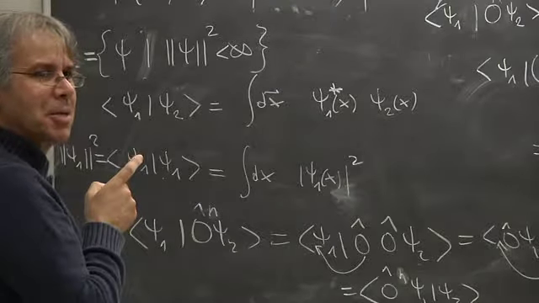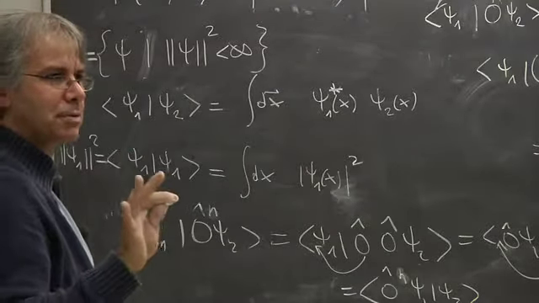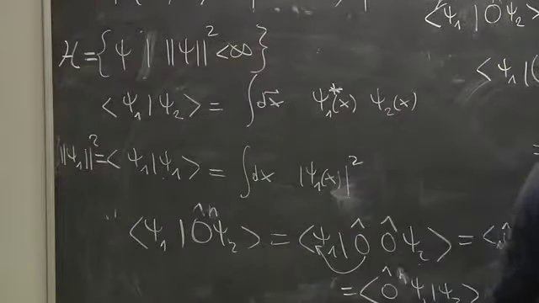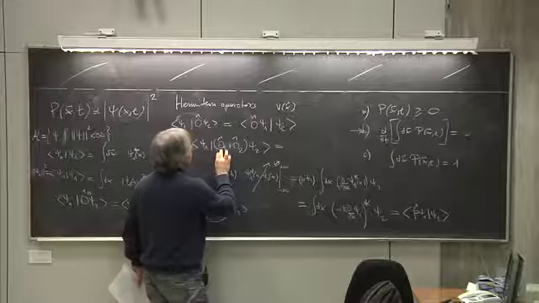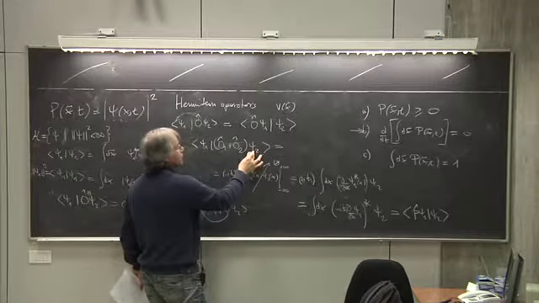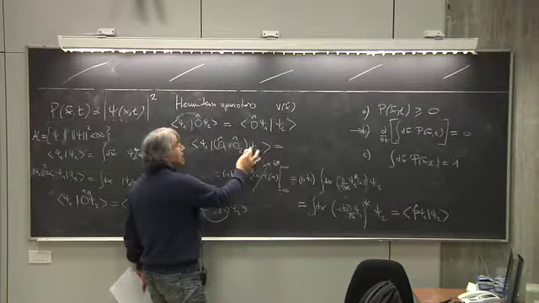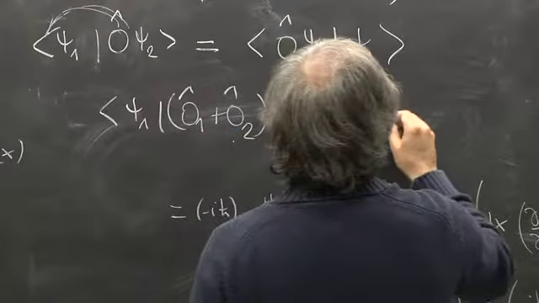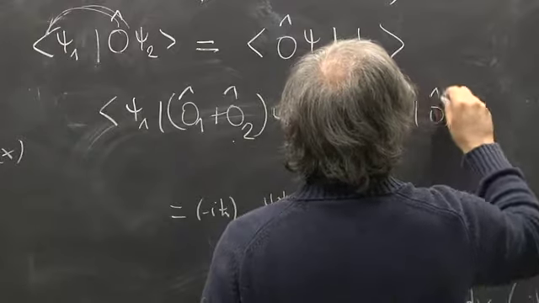Yes? No doubts? Okay, good. Now I'm going to use it. That's the reason why I stress this. You see, I have here the operator plus another operator applied to the sum of two functions. The scalar product of psi 1 with the sum of two functions is the sum of the two objects.